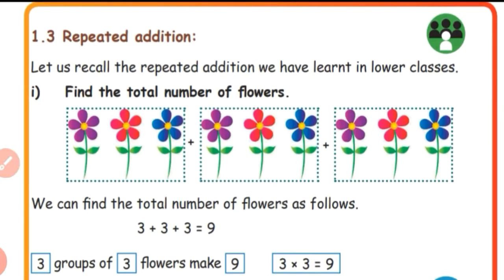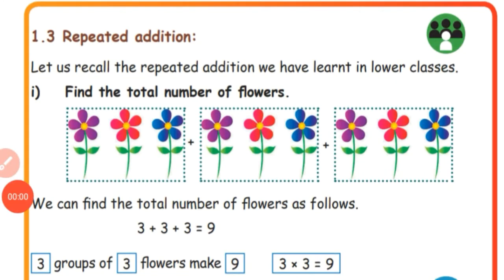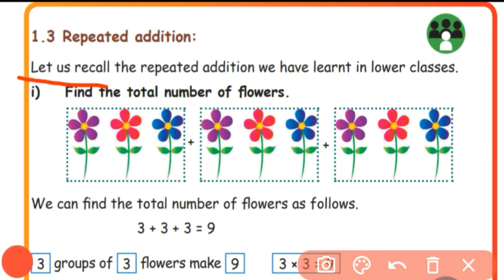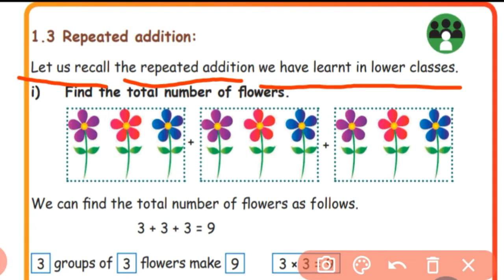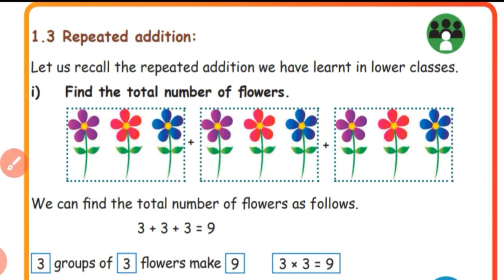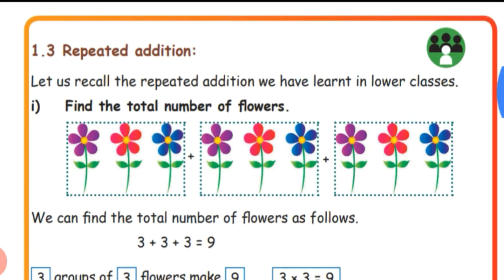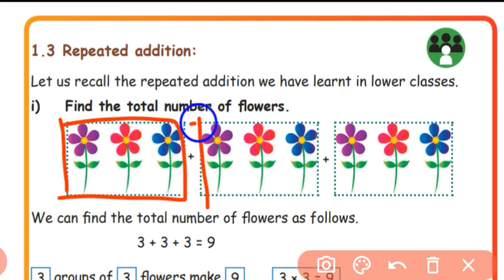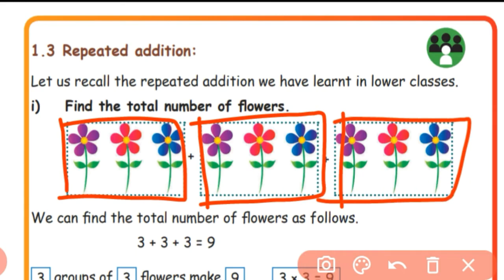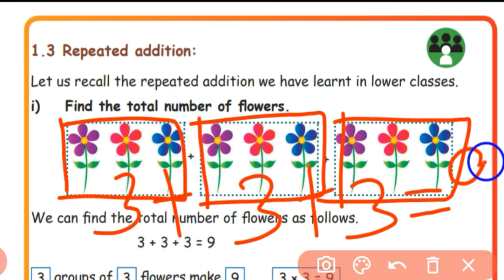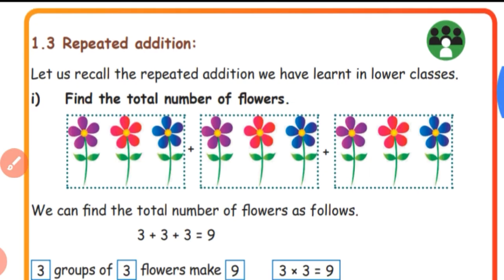Next, repeated addition. Let us recall the repeated addition we have learned in lower classes. You have learned the repeated addition in small class. First one, find the total number of flowers. Here we have 3 groups: 1, 2, 3. In each group 3 flowers are there. 3 plus 3 plus 3. So total number of flowers is 9.